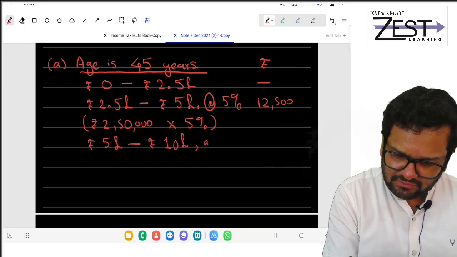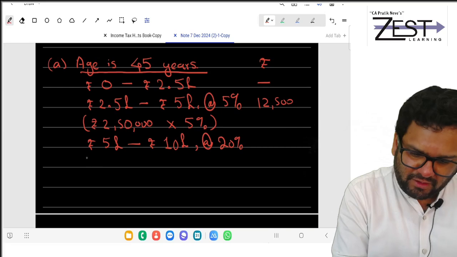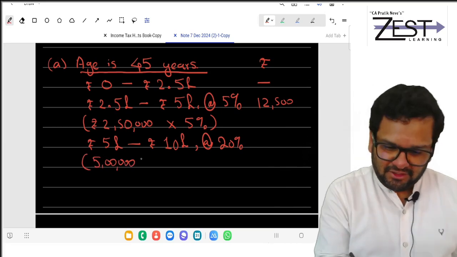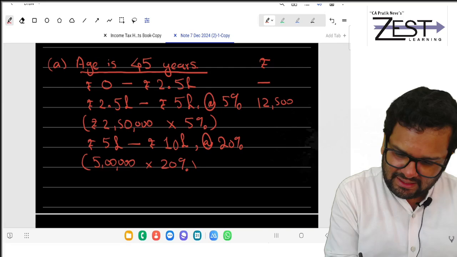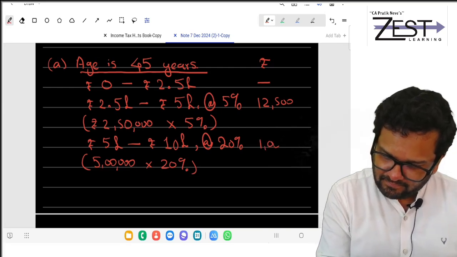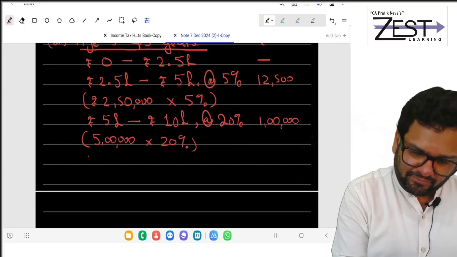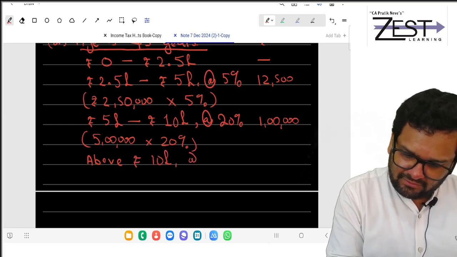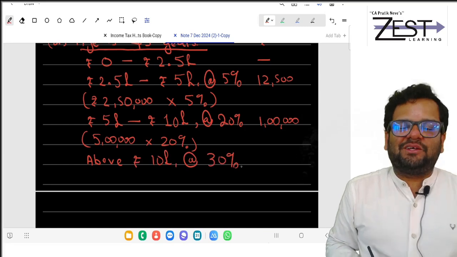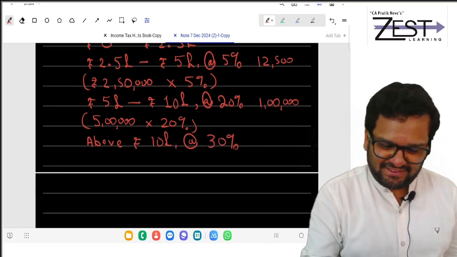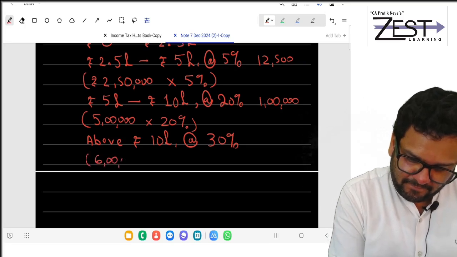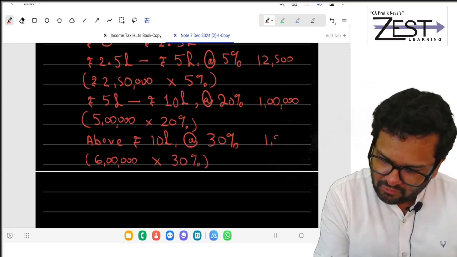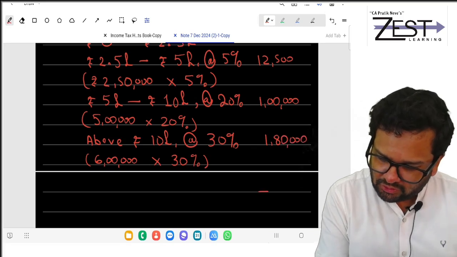Next, between 5 lakh to 10 lakh, how much falls? 5 lakh falls, 10 lakh minus 5 lakh. So on that 5 lakh at 20%. And finally, above 10 lakhs at 30%. So how much of your income is above 10 lakhs? So 6 lakhs, 6 lakh into 30%, 1,80,000.